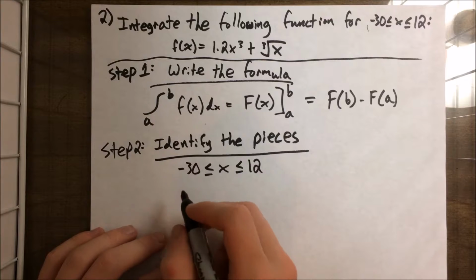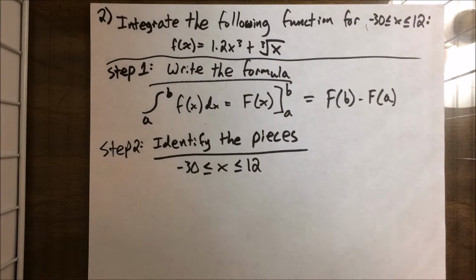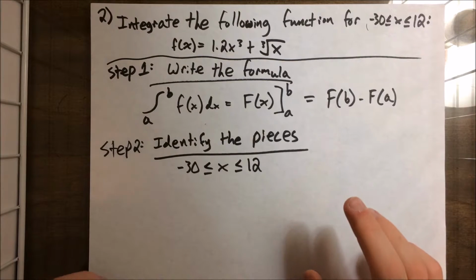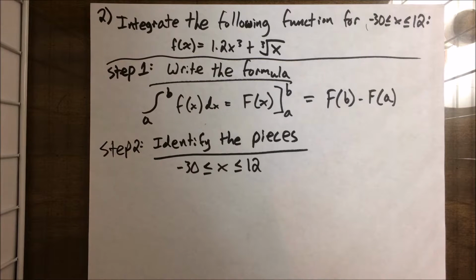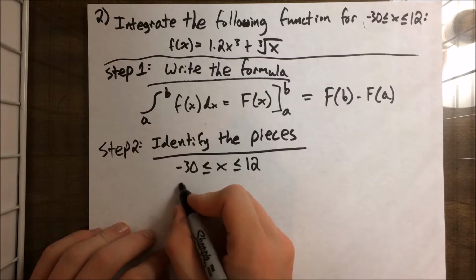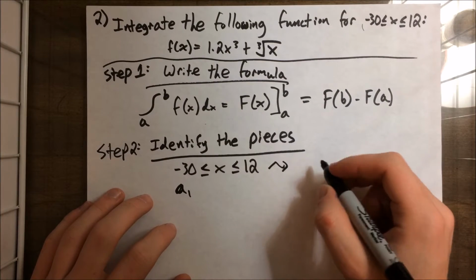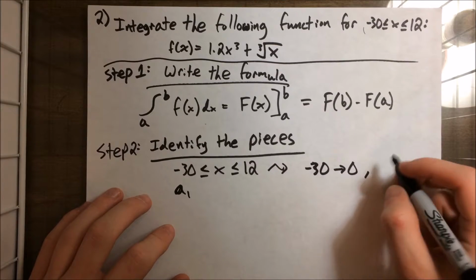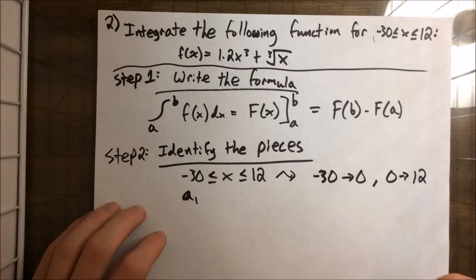Okay, so then we are going to split this up into 2 integrals, so that way it's just a little bit easier to look at, to get your mind around. You don't actually have to, but it does make it easier. Okay, so then a1, so we're going to split this across the axes. So that's really negative 30 to 0 and 0 to 12 is what we're taking the integrals of.